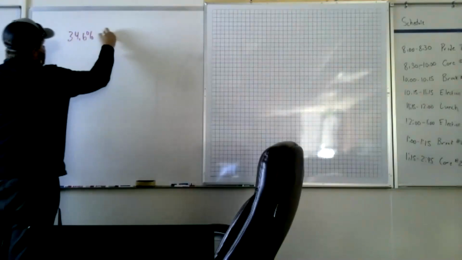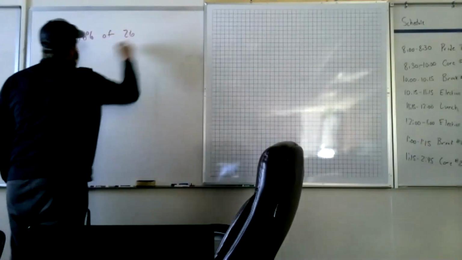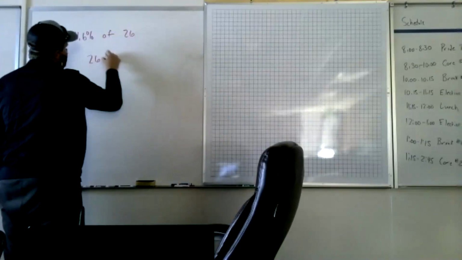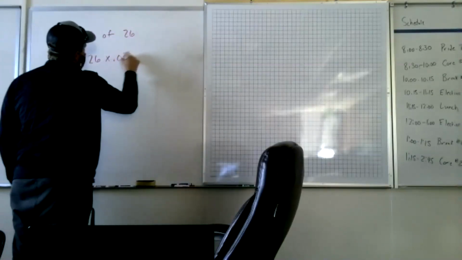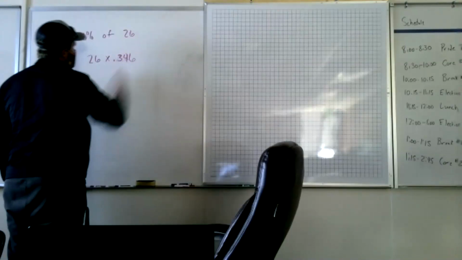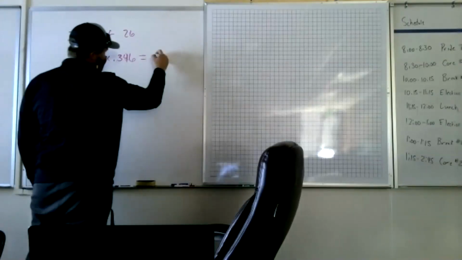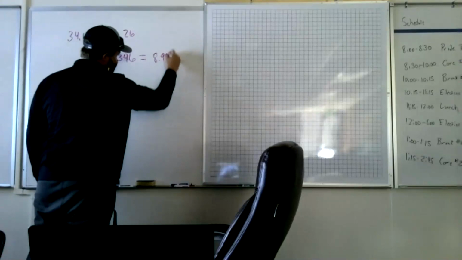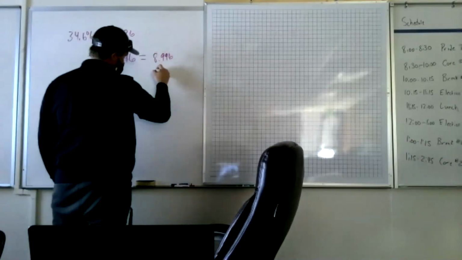Key thing to remember is that 1,800 doesn't mean the amount of students in the eighth grade. That's how many classes there are, right? So first thing we want to do is figure out what 34.6% of 26 is. So if you plug into your calculator 26 times 0.346, no O in front, you get about 8.996, or about 9 students.